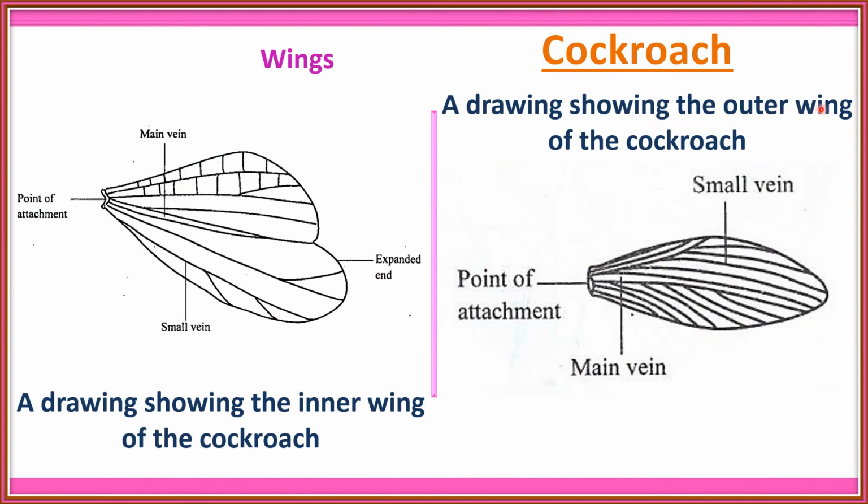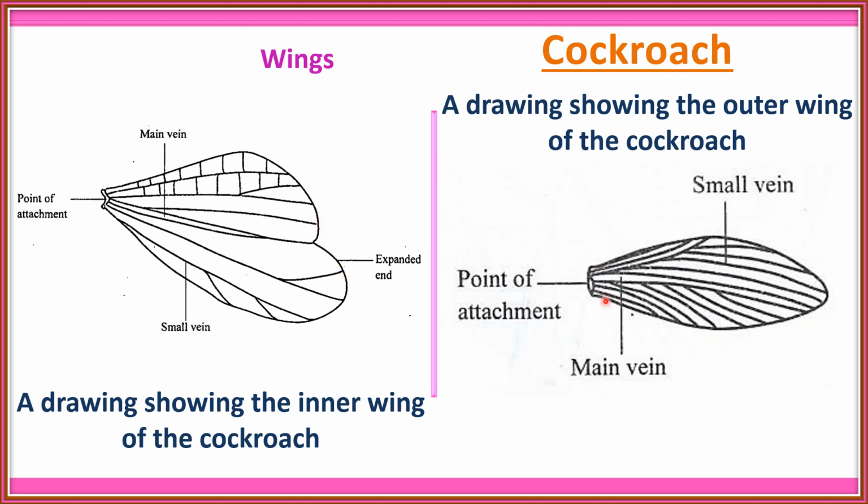A drawing showing the outer wing, and then a drawing showing the inner wing. When you're drawing, you will draw the inner wing like this. Remember we said it is wide and it has the expanded end. Then it has the main vein, they are mainly parallel, and then the point of attachment. So that's how we draw the inner wing.